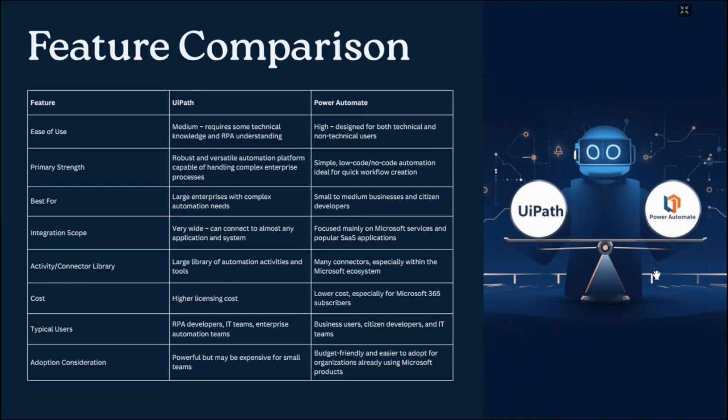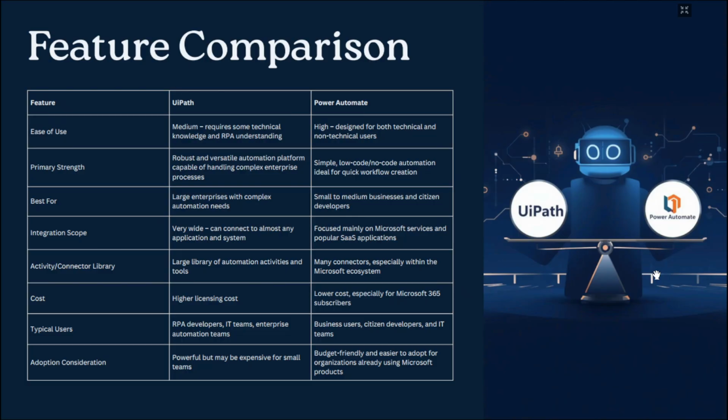Primary strength: robust and versatile automation platform capable of handling complex enterprise processes, simple low code, no code automation ideal for quick workflow creation. So again, Power Automate has limited low code, no code capabilities. Simple workflows can be created in that, but in UiPath you have the robust and versatile automation platform where you can go with much more complex automation.